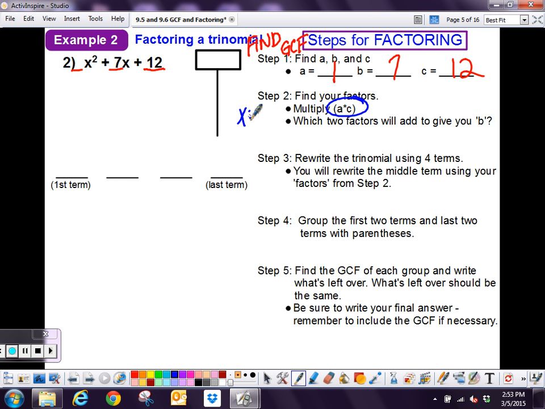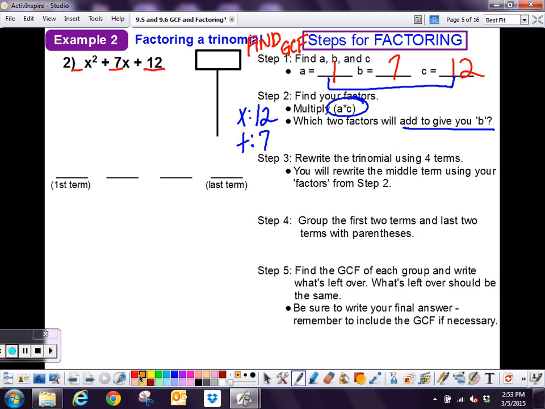And if I do A times C, that's 1 times 12. So I need these to multiply to be 12. And they also have to add to give us the B. And the B in this situation is 7. So we need to find factors of 12 that multiply to be 12. They have to add to be 7.